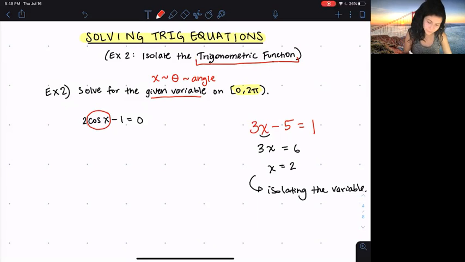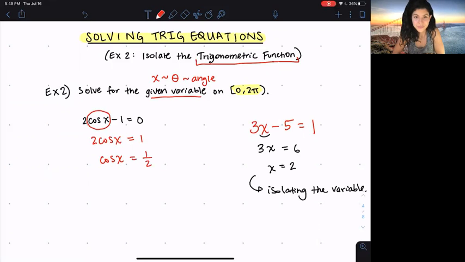Our first step, well, we'll add the 1 to both sides, and we'll get 2 cosine x equals 1. In our next step, we'll divide both sides by 2 and get cosine x equals 1/2. Now we have our trig equation in a format that we can work with.